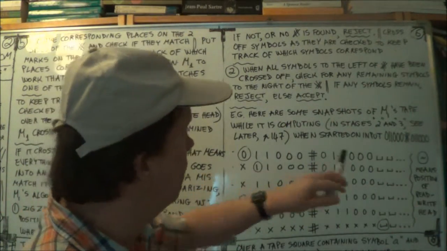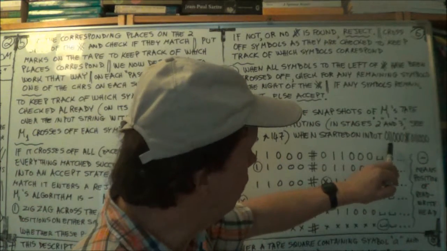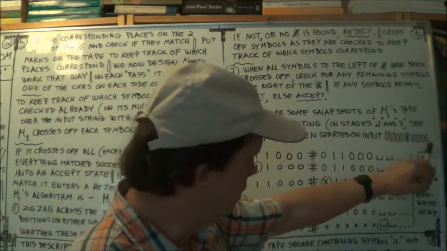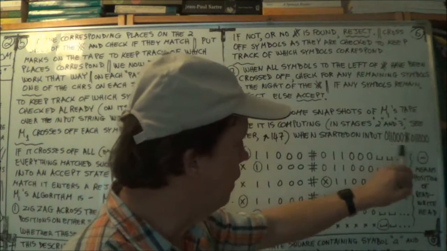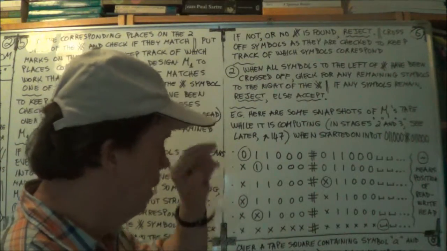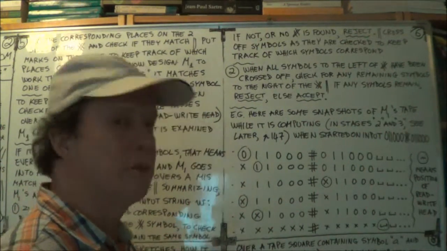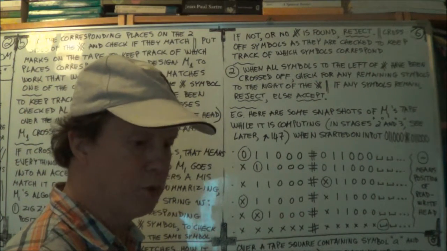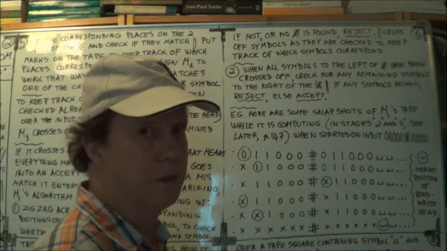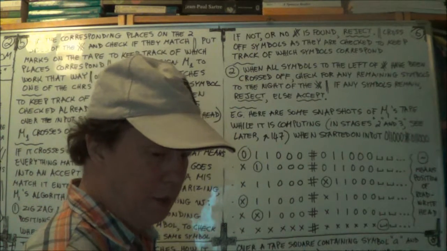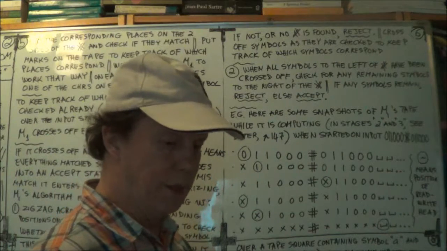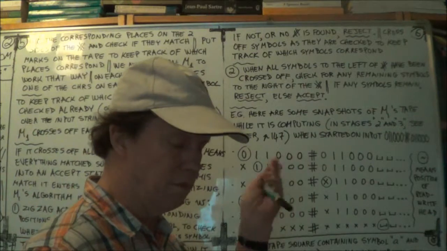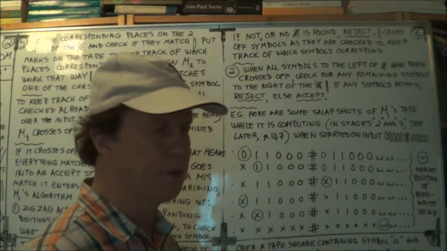Okay, so we're given an input string. It's 0, 1, 1, 0, 0, 0. That's your W hash, and then the same string again: 0, 1, 1, 0, 0, 0. That's the string that we input, and the task of the Turing machine, the TM M1, is to accept or reject that string. Is it a member of the language whose strings are of the form W hash W, where W is a binary string, zeros and ones?